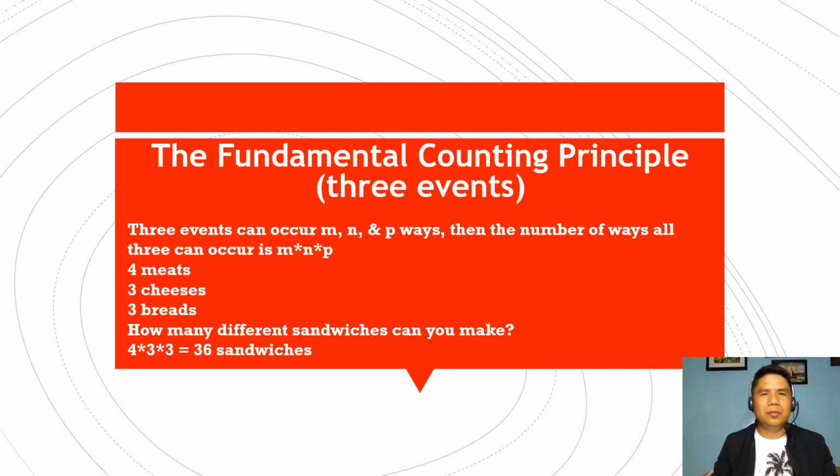All right, the principle just told us to multiply m times n times p. So that's what we have here: 4 times 3 times 3 is equal to 36. That means there are 36 different sandwiches that you can make out of the three events that were given.